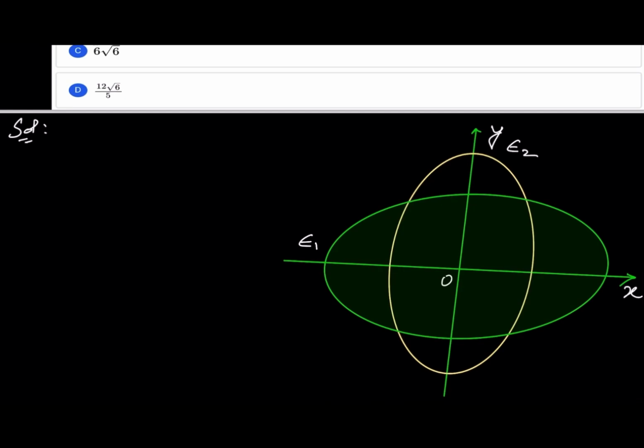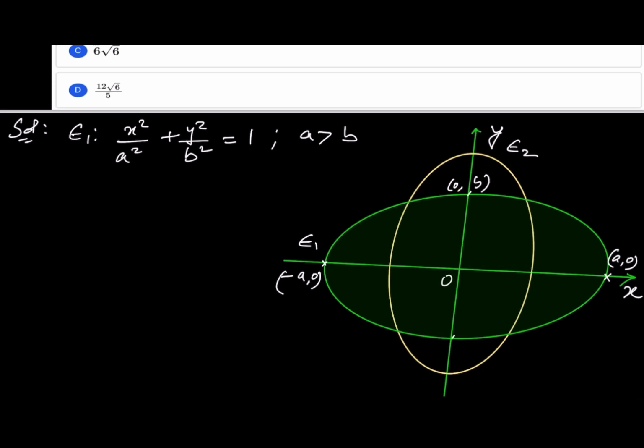So let us draw first these two ellipses. E1 is x square upon a square plus y square upon b square is equal to 1, where a is greater than b. It means it is a horizontal ellipse, green in color, having vertices at a comma 0 and minus a comma 0 on the major axis, and 0 comma b and 0 comma minus b on the minor axis, right?